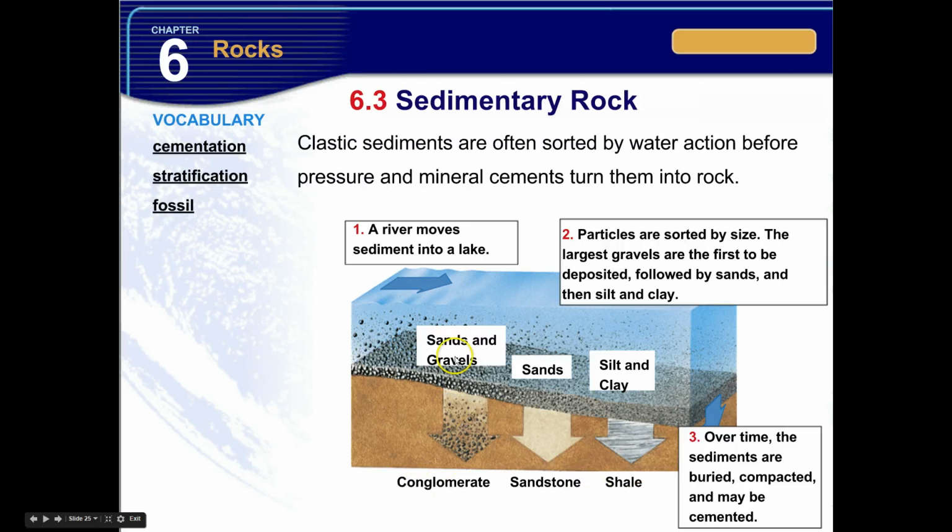So in this case, the larger sediments make up the sedimentary rock conglomerate. The sands, the intermediate sized sediments, form sandstone, and then the very fine sediments, the silts and clays, will form shale.